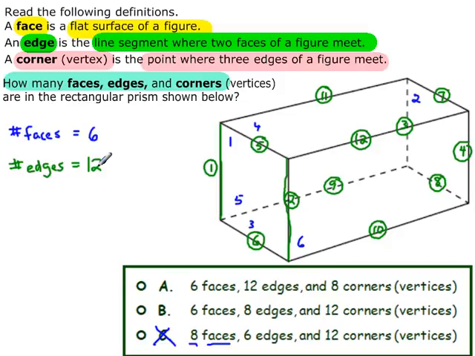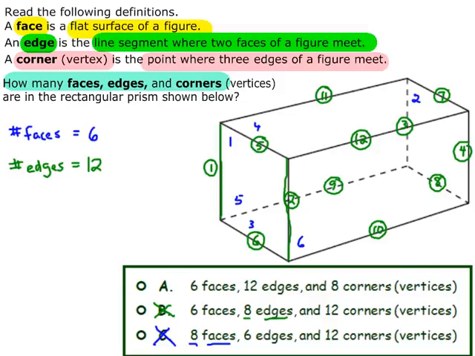So let's go look at the answers again. And aha, if we look at A, we've got 6 faces, 12 edges. But for B, it says 6 faces and 8 edges. Well, we know there are 12 edges, so this can't possibly be right with 8 edges. So we can cross that out. So if we were in a hurry on a test, we would just go ahead at this point and circle A. But let's take another moment and verify that A is correct by counting the corners or vertices.